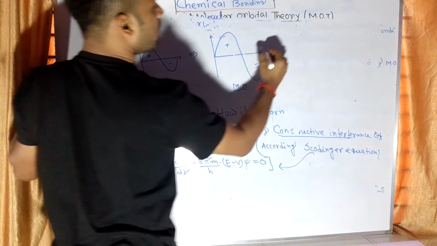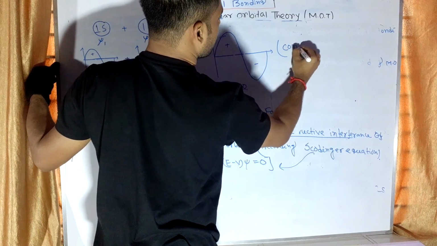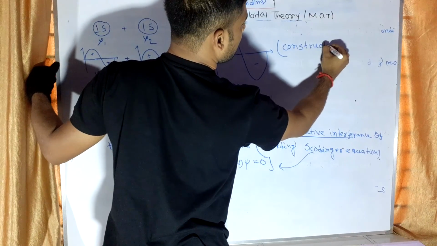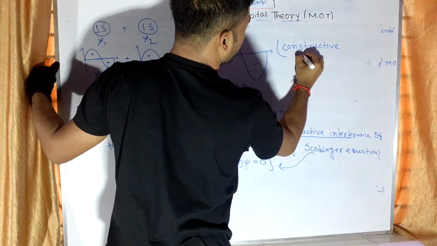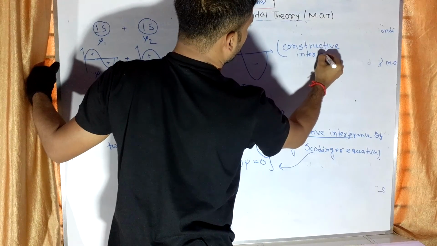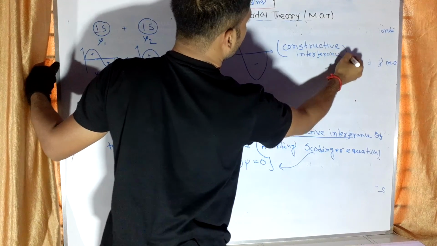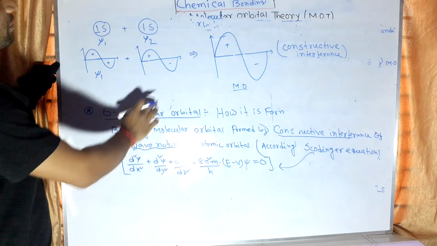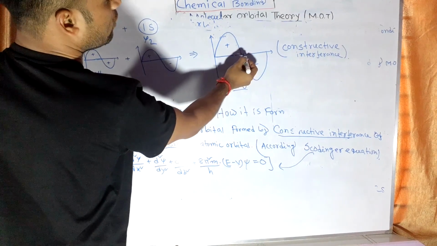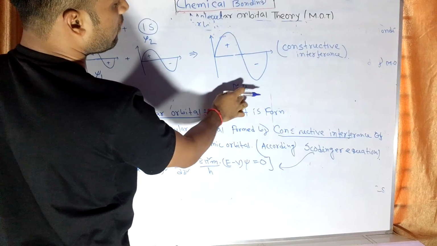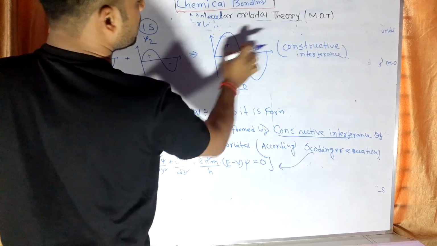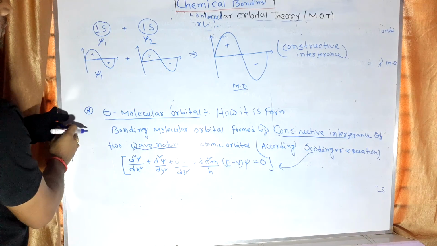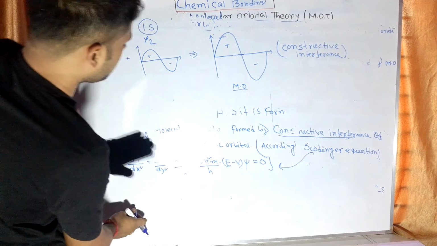This is called constructive interference. When two waves are of the same nature, they overlap and form a new waveform, which is called the molecular orbital wave function. So this is the procedure of constructive interference. This is the constructive interference.